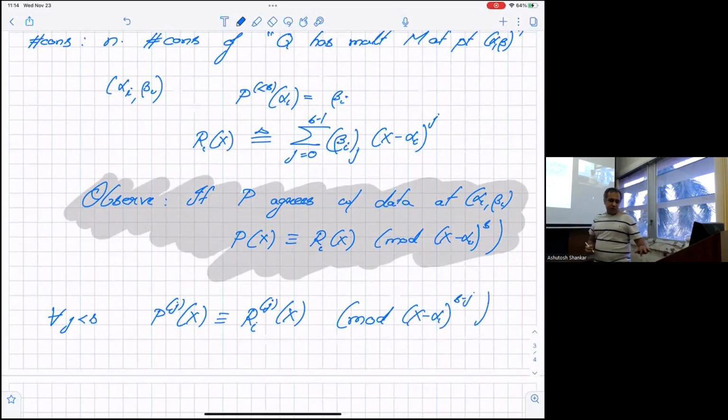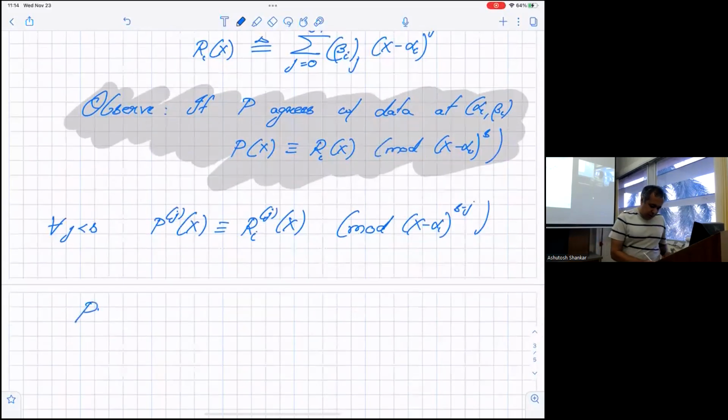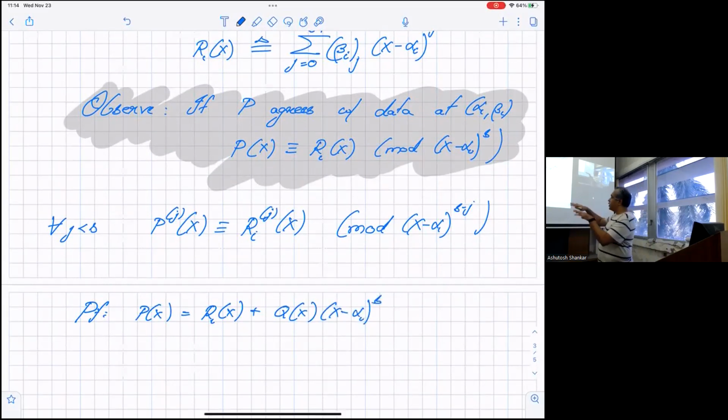And the proof of that just follows from the fact that P of x is equal to Ri of x plus some polynomial q of x into x minus alpha i to the power s. Now, when you differentiate this j times, this gets differentiated j times, and that gets differentiated j times, and you want to make sure that this one is still x minus alpha i to the power s minus j. This one will keep reducing. As I differentiate, they won't be equal all the way. They'll be equal only up to lower order one.